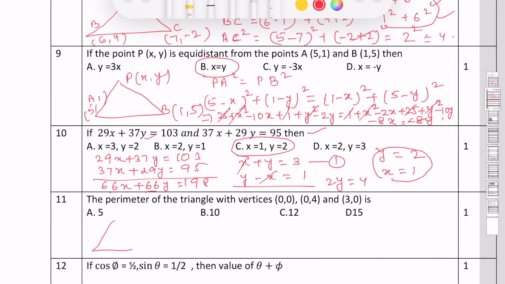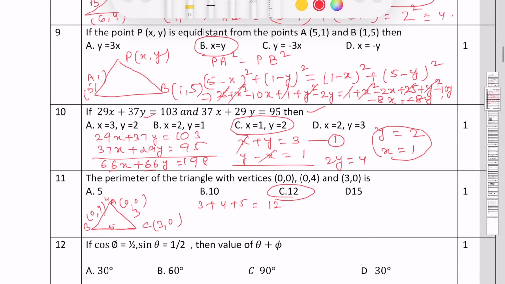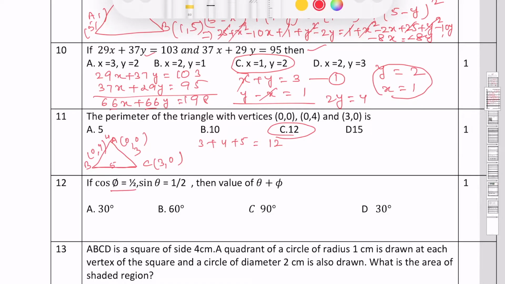The perimeter of the triangle, that means we have to find out again all the distances. So it is 0, 0, 0, 4, 3, 0. So what is the distance here? 4, here 3, and if we find out, it will be 5. So perimeter will be 3 plus 4 plus 5, that will be 12 units. Answer C is correct.